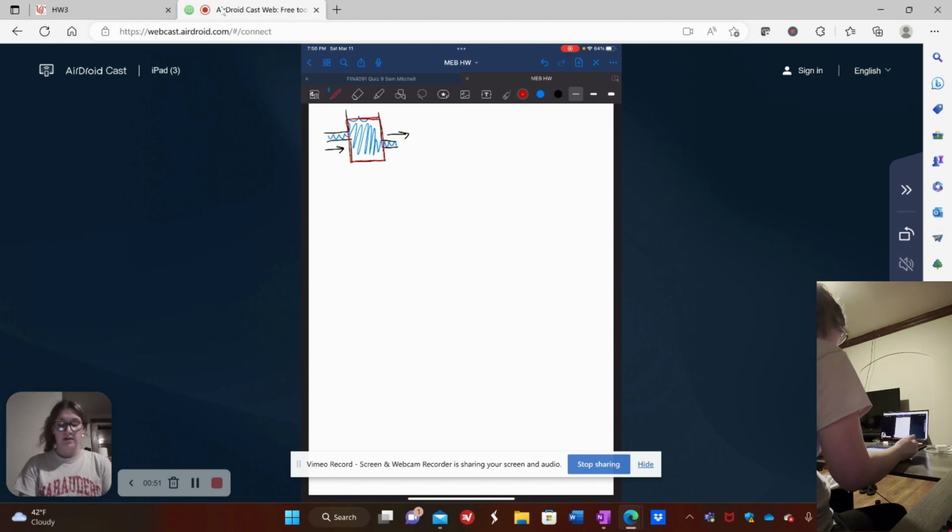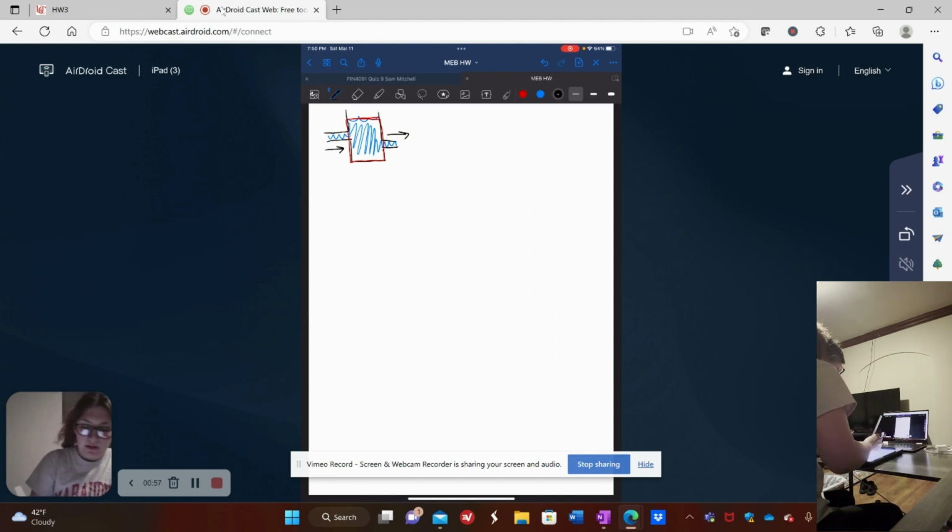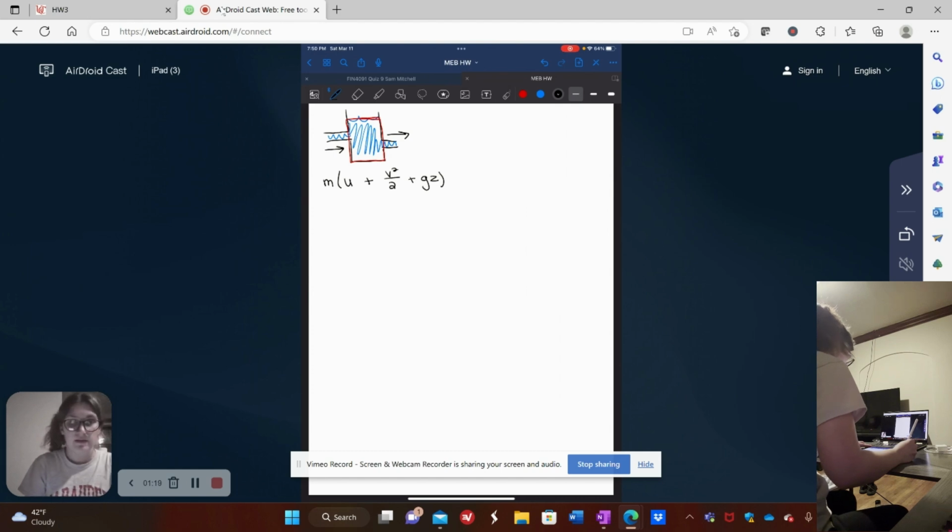So you have energy coming in, you have energy coming out, and so we want to focus on the energy of the whole system first. So you have your internal energy plus your kinetic energy, which is V squared over 2, plus potential energy, which is gravity times height, which I'm going to write as Z. And this is all for some unit mass.